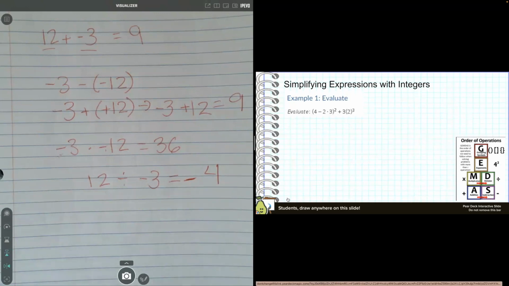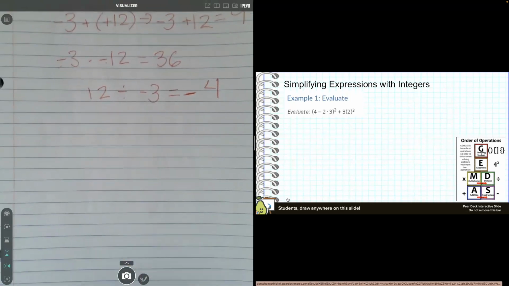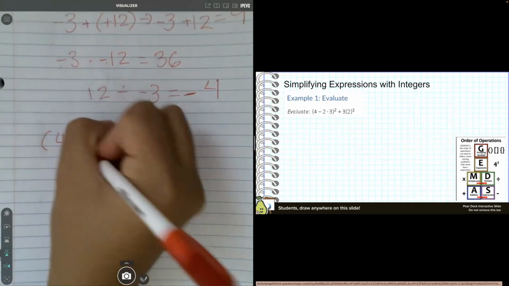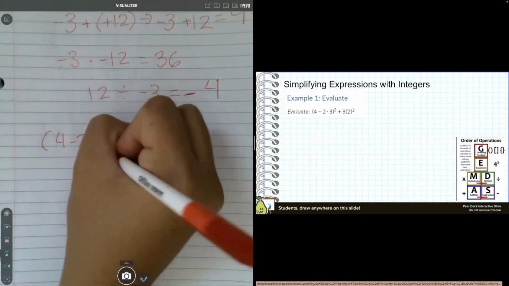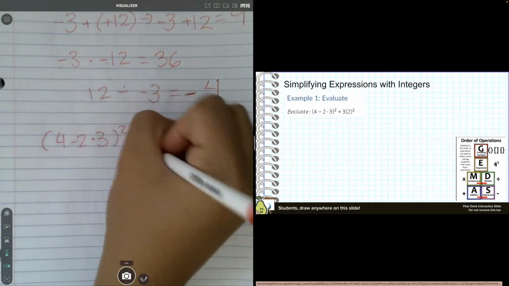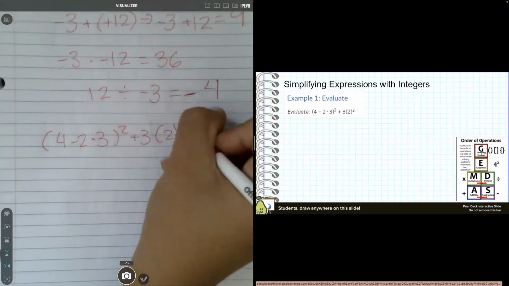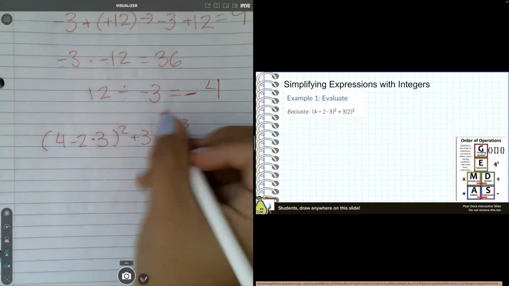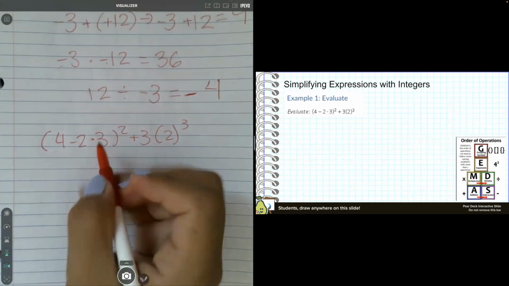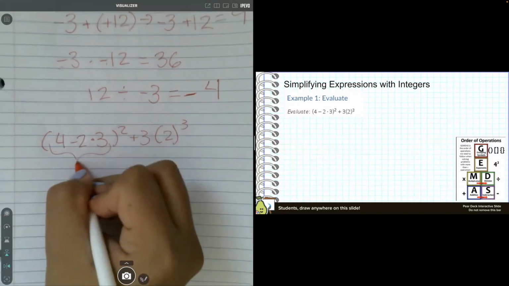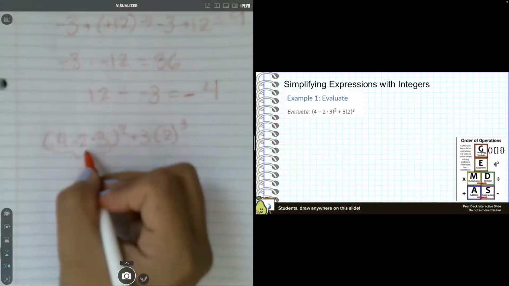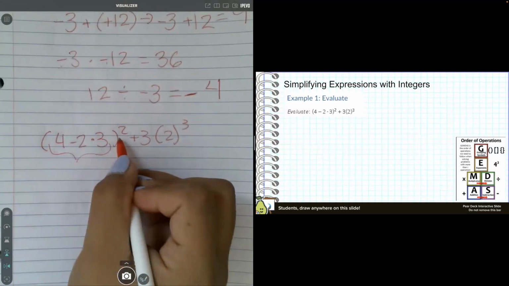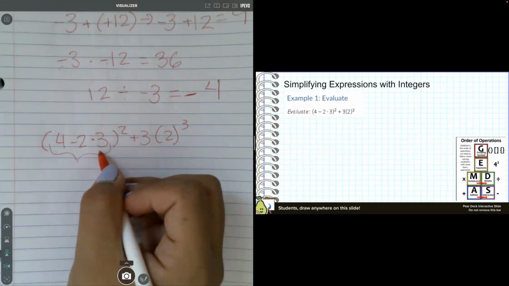So, first example in simplifying expressions with integers, we're going to use order of operations to solve the following problem. Scanning this from left to right, I'm going to solve my parentheses first. In these parentheses, I see 4 minus 2 times 3. Within the parentheses, I'm still going to follow the same order of operations.